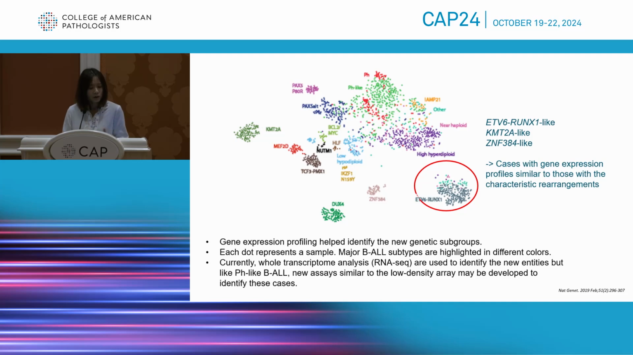But I want to bring your attention to some of the cases that were of different color. There are cases with a gene expression profile similar to the ones with ETV6-RUNX1, but they do not have the ETV6-RUNX1 rearrangement. Those are the cases that we will consider as ETV6-RUNX1-like. Through this method, you can also see the KMT2A-like and the ZNF384-like.